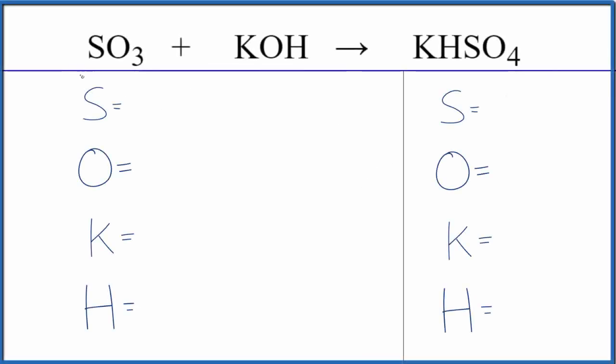Let's balance the equation for SO3 plus KOH. This is sulfur trioxide, and we have potassium hydroxide. So the first thing we'll do, we'll count the atoms up and then balance the equation.